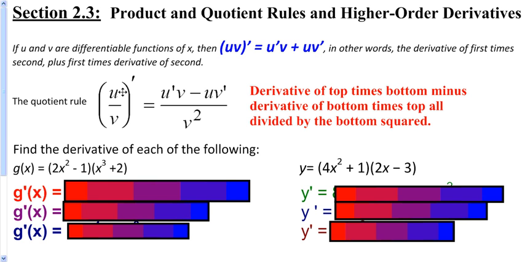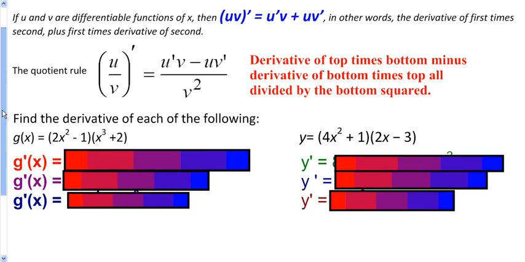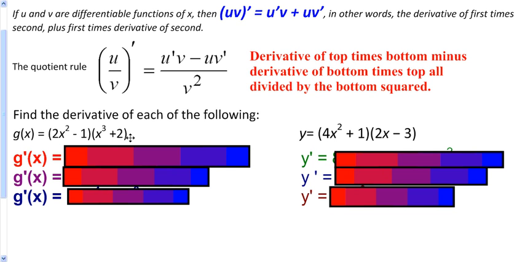The quotient rule, so if you're dividing two things and you want to take your derivative, the quotient rule says take the derivative of the top, multiply it by the bottom. Then just subtract what the top was originally times the derivative of the bottom, all divided by the bottom squared. You're going to need to make sure you know both of those rules. We're going to go ahead and work these out.